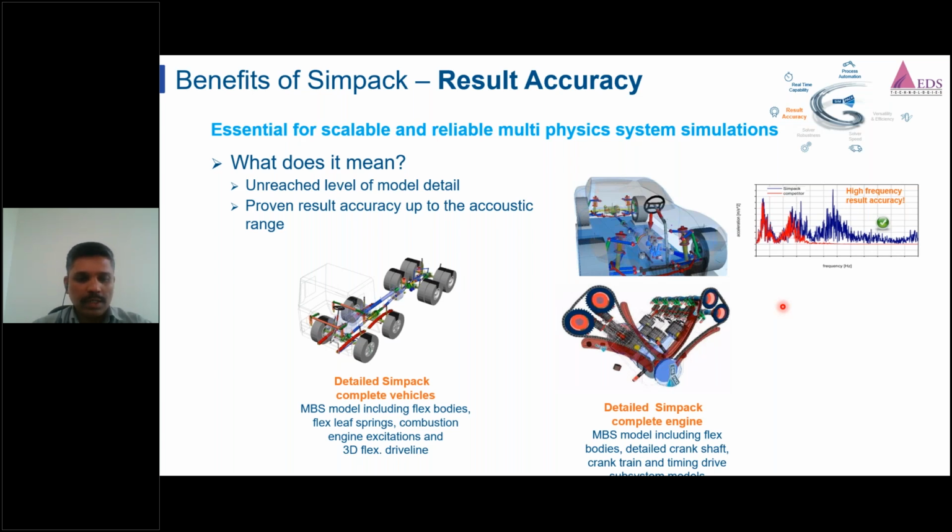Accuracy also means it's possible to set up models with an unmatched level of model detail. For example, in this example you can see a complete car. I don't know why the animation is not starting. You can see complete car models, complete truck models, and also a complete engine model containing a lot of detailed components. Due to the Simpack solver capability, it's possible to get very precise and accurate results for those kinds of models.